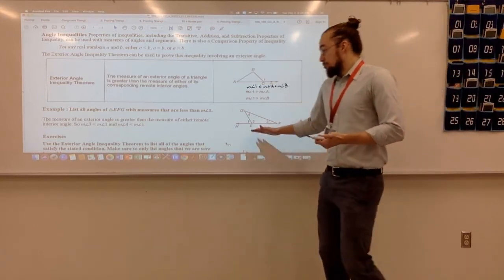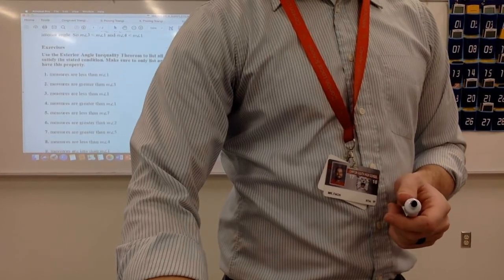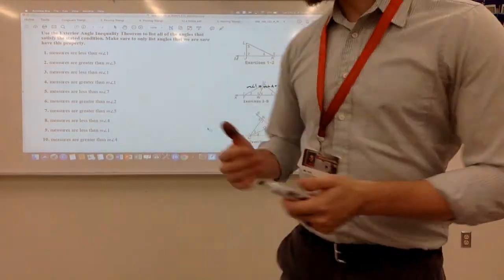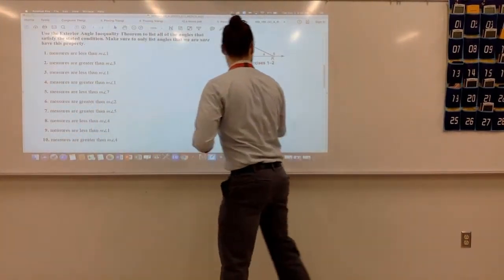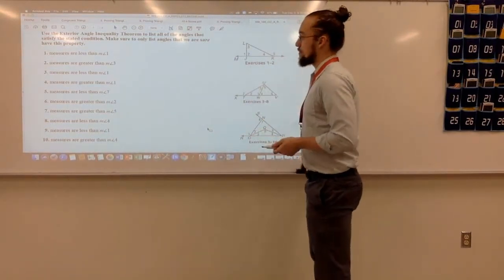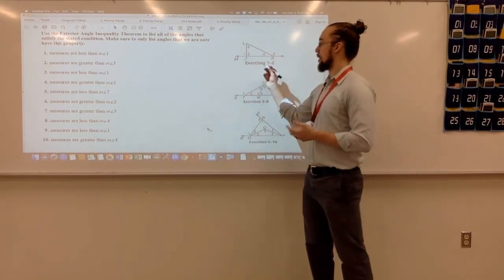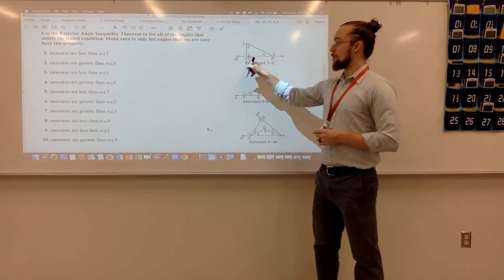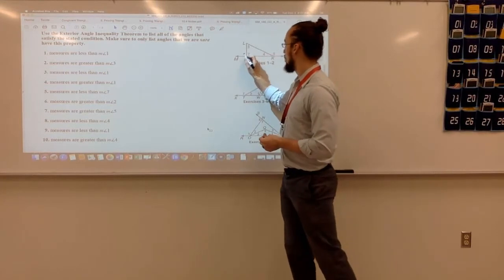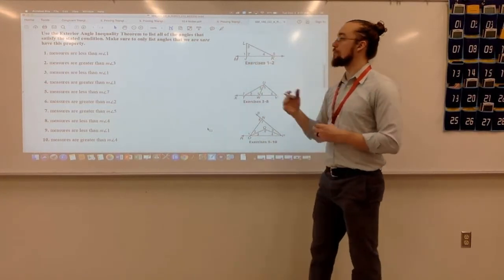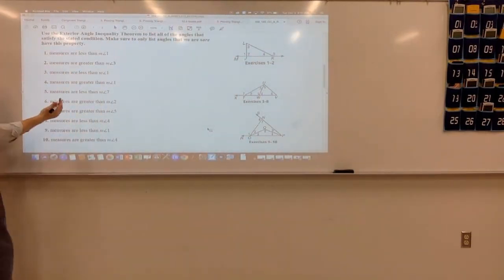So if we look down at some of these exercises, we're just doing that same thing with these triangles. For example, number 1 says, give me all the angles that we know for sure are less than angle 1. Well, I don't know for sure that angle 2 is. I can't just say it looks a little bit less than angle 1. But I know for sure that angles 3 and 4 would have to be less than the measure of angle 1 because they are non-adjacent interior angles.